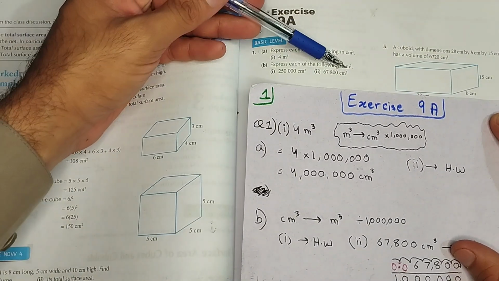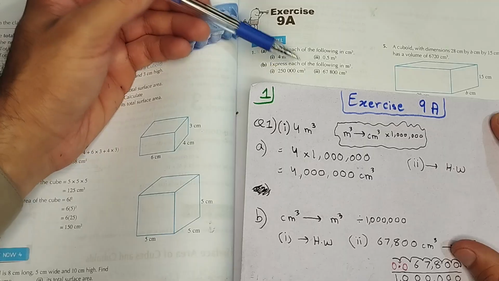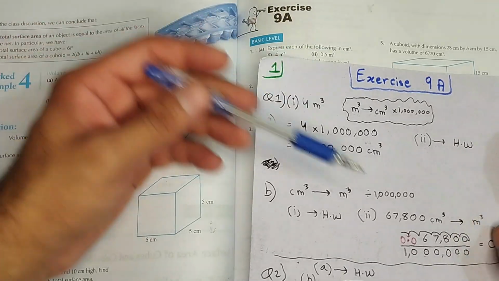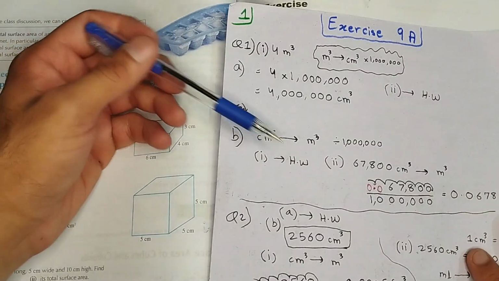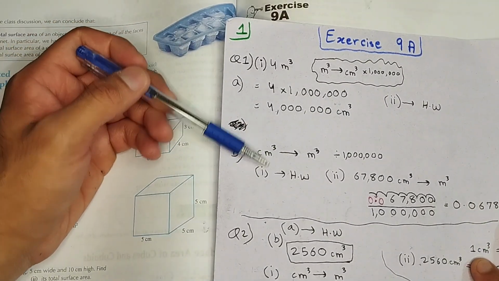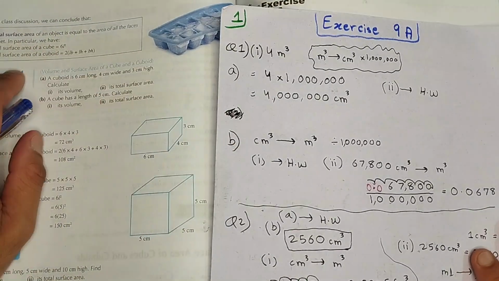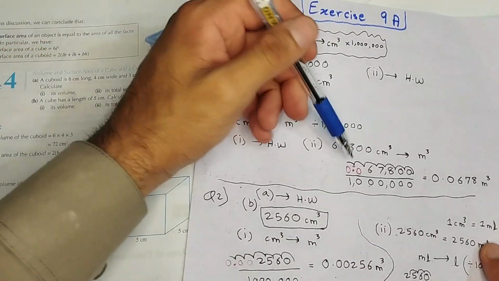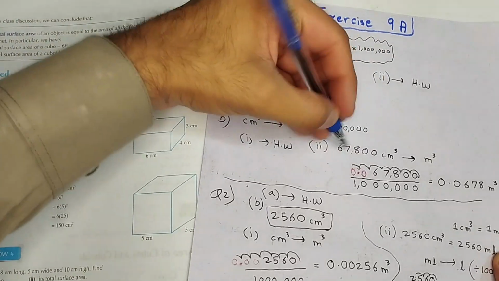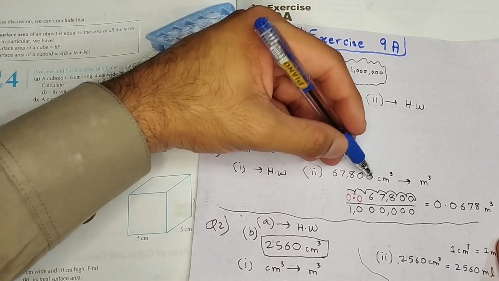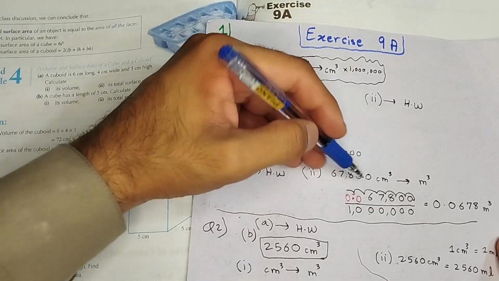In part B, you have cubic centimeters given to you and you want to convert them into cubic meters. So what are you going to do? You're going to divide by a million. So part 1 is your homework. Try that by yourself. And part 2, I've done it here in front of you. Some students might have difficulty in division. So for example, in part 2, you are given 67,800 cubic centimeters. You're going to divide that by a million.